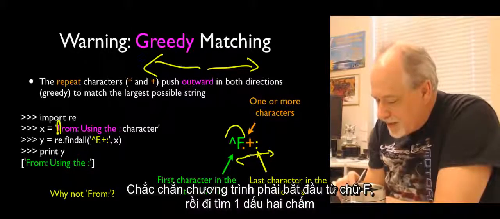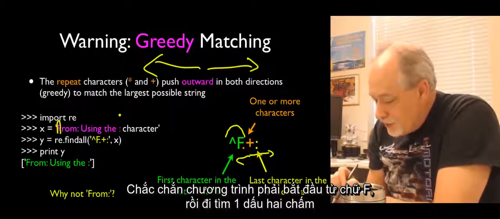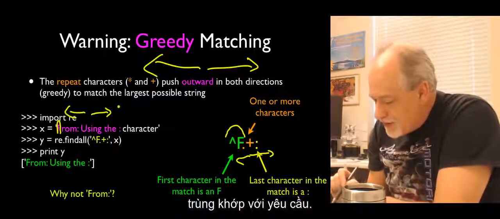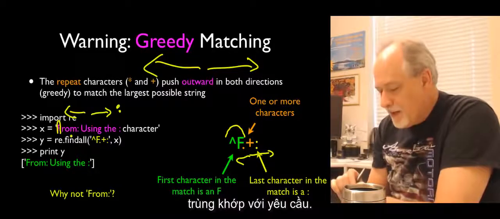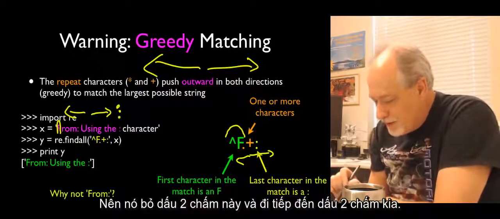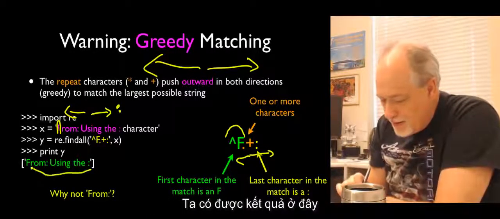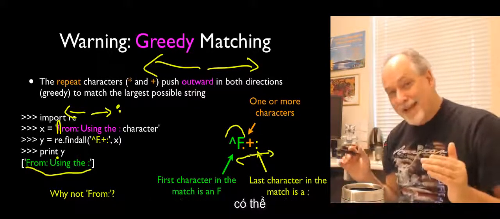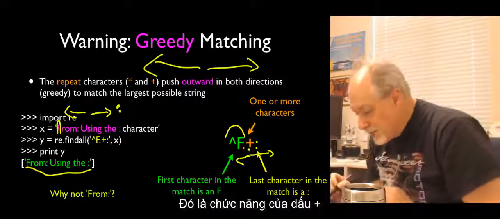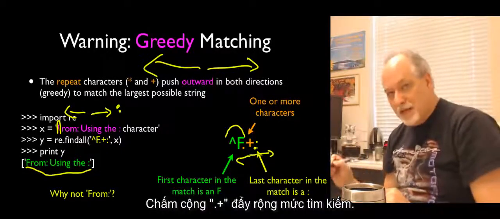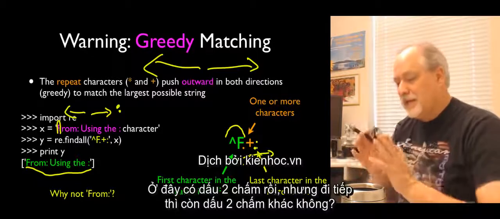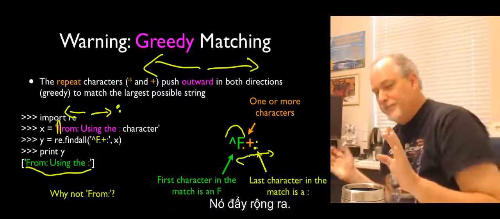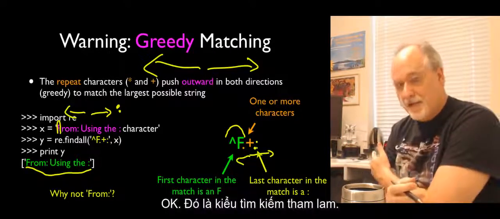it will try to expand. So it certainly has to match the F. And it's looking for a colon, any number of characters, but it's trying to make the string that matches as big as possible. So it skips over this colon and goes to that colon. And so the thing that we get is here. It ignored this and said, I will make as large a string as I can. So that's the plus that's doing it. Dot plus pushes. It's like, I got a colon, but is there another colon out there? So you can push it. Okay? So that's greedy matching.